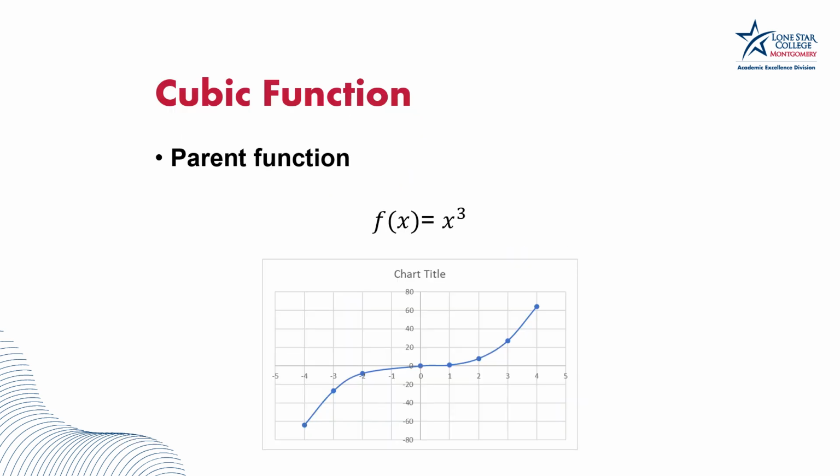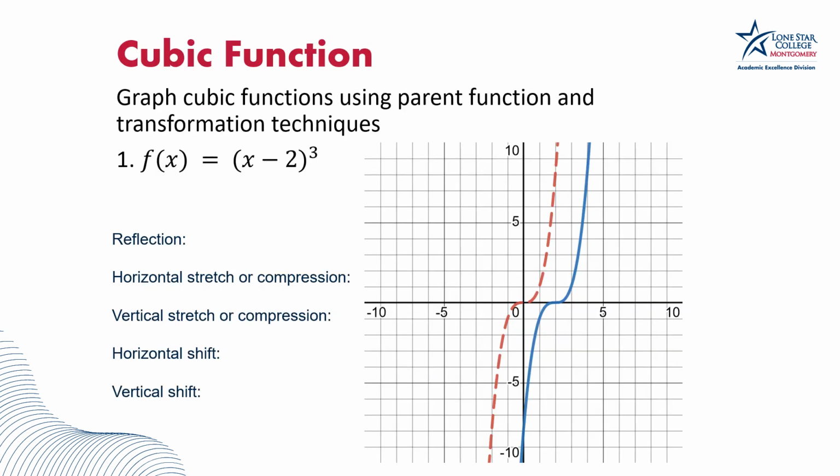When looking at a cubic function, the parent function f of x equals x cubed has the shape of this, where it is dipping down on the left and curving upward on the right side. Now, the rules for transformations still apply the exact same way with the cubic function as they did with the quadratic function, which we will see in a minute. So this is the graph of f of x equals (x minus 2) cubed. The red dotted line represents the parent function, and the blue line is the function of this example.